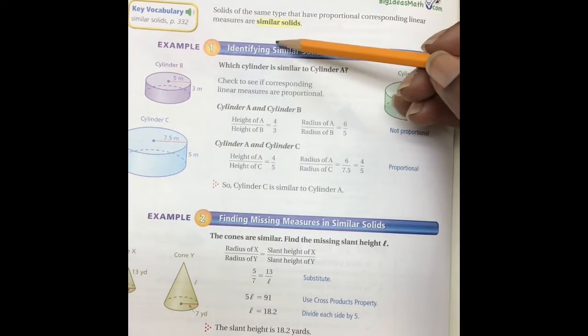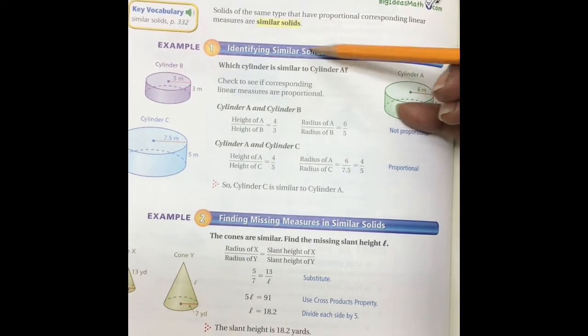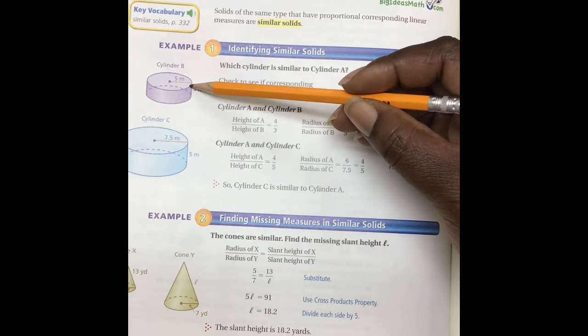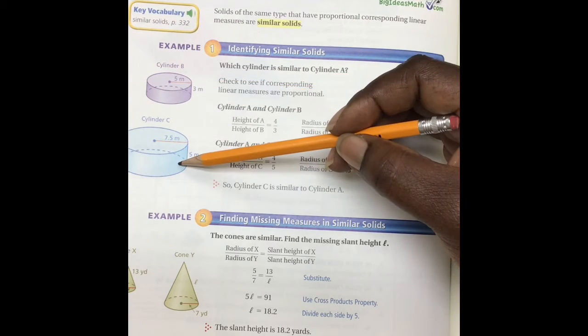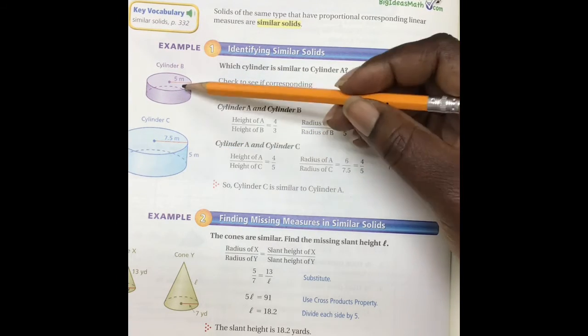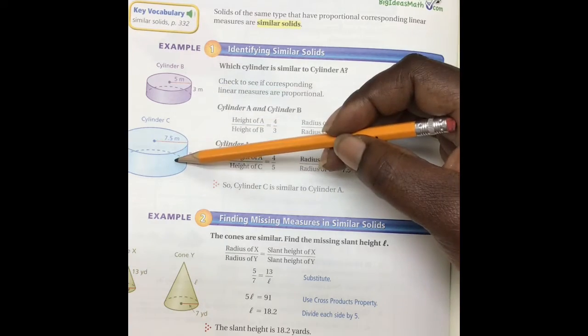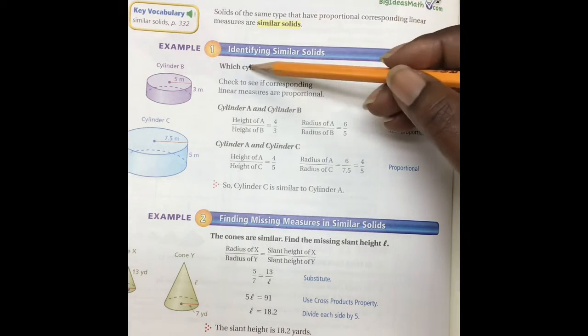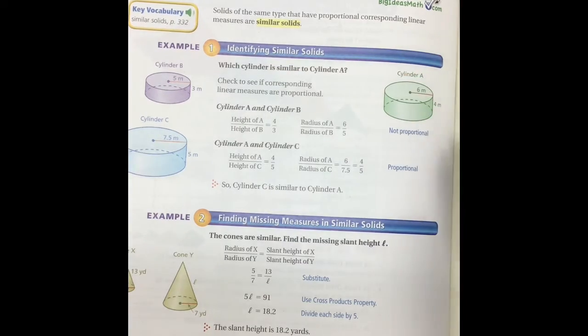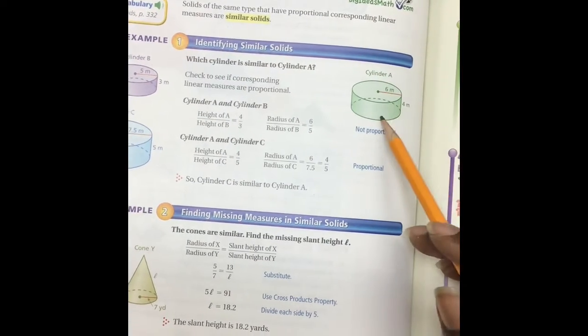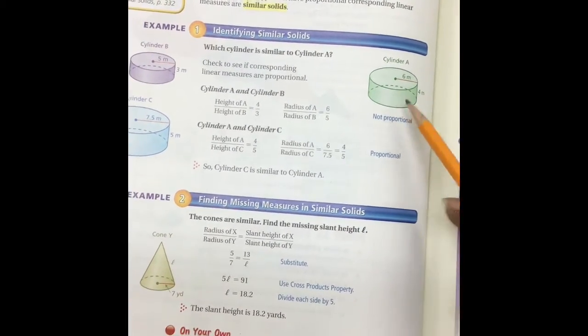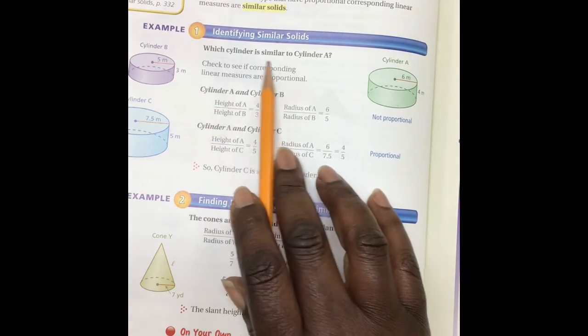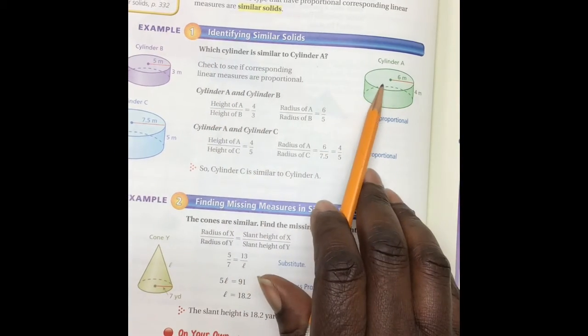We're identifying similar solids. This is a solid, which is a cylinder. This is a solid, which is a cylinder. First of all, they both are cylinders, so they have the same shape. But now we need to see if they are proportionate, in comparison to this one over here. All of them are cylinders. It says, which cylinder is similar to cylinder A? Is it B or is it C?